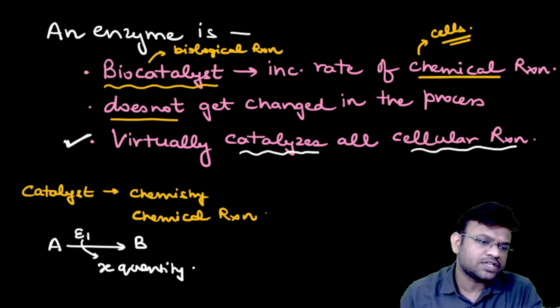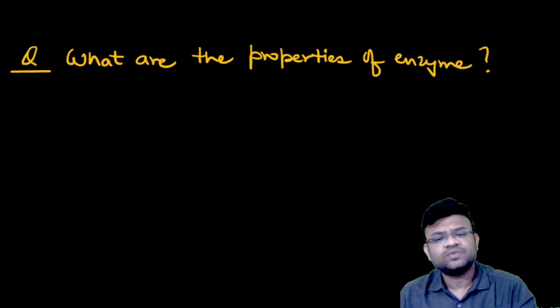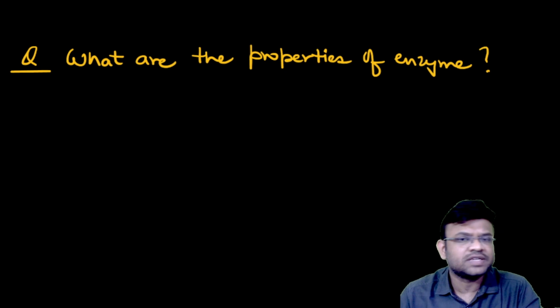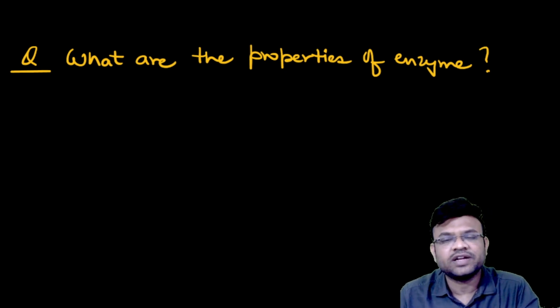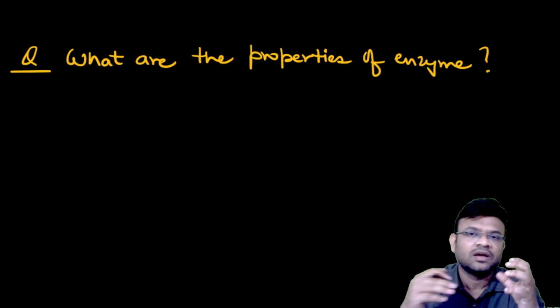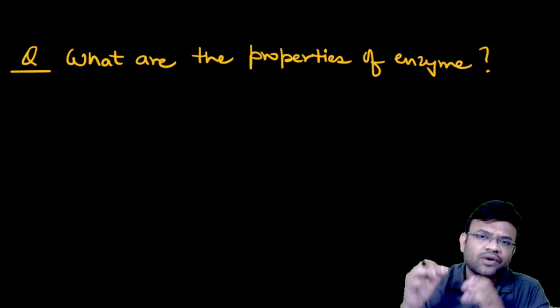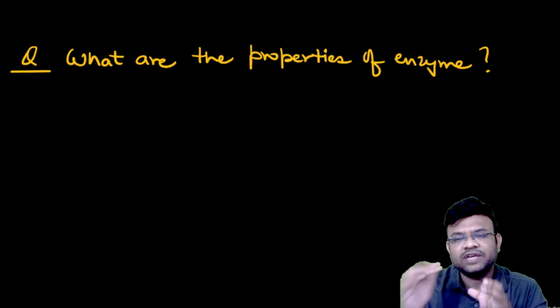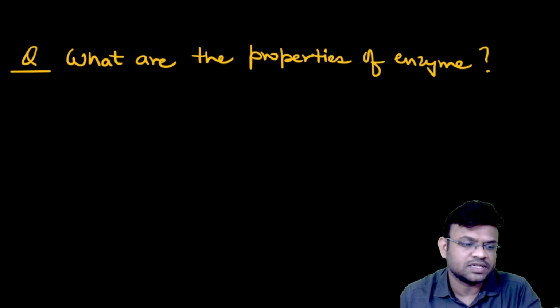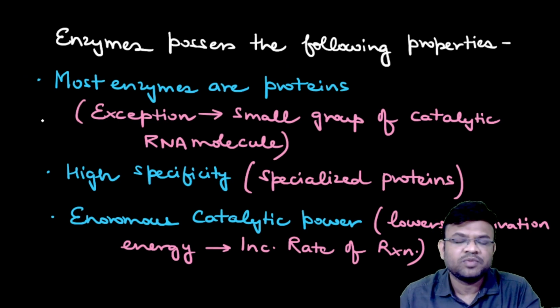Okay, now let us move on to the next concept. The next question is, what are the properties of the enzymes? So we started with enzymes. What are enzymes? We have discussed basically the different types of enzymes. We have defined the enzymes with its broad properties. Now let us go into the depth of the different properties an enzyme possesses. So the first thing is, enzyme possesses the following properties. We would be discussing each and every property in some depth over here.